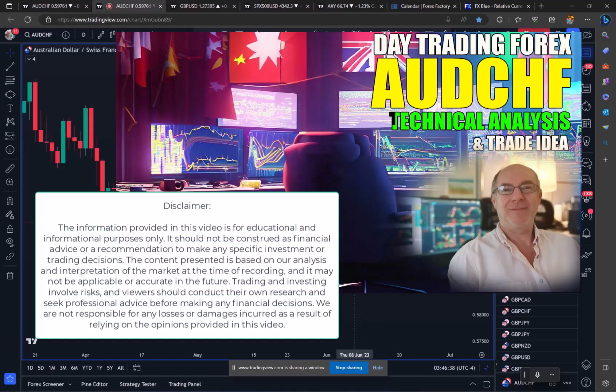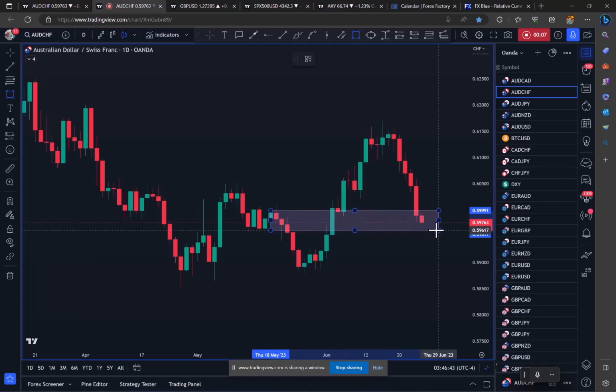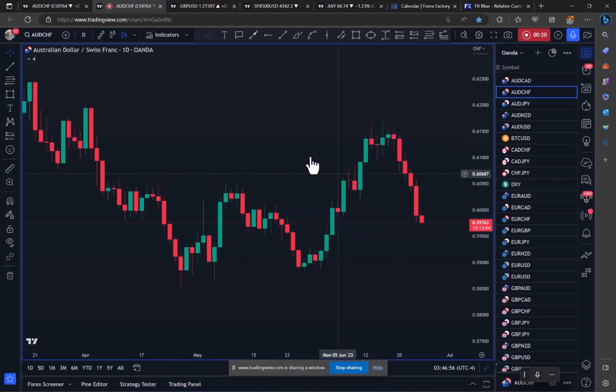Traders, Anthony here. We're looking at the Aussie Swissy. So we can see it's traded into this range here on the daily time frame. It's a big area. It's trading through it at the moment, and momentum is very strong to the downside, the Aussie Swissy. So I'm looking for a short opportunity.